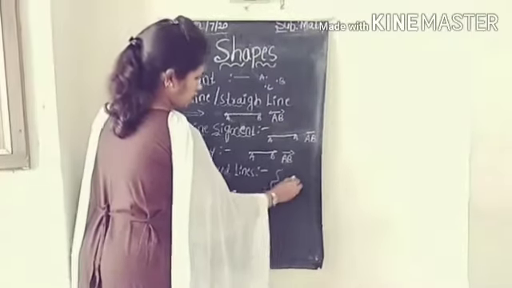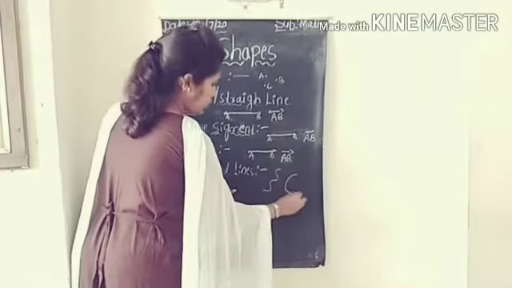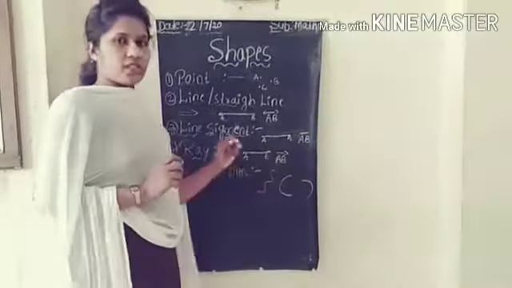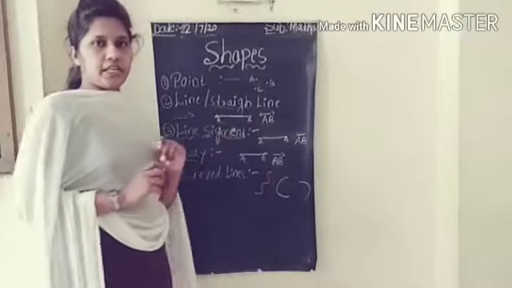Lines that are not straight are called curved lines. These lines are not straight, so we call these curved lines.